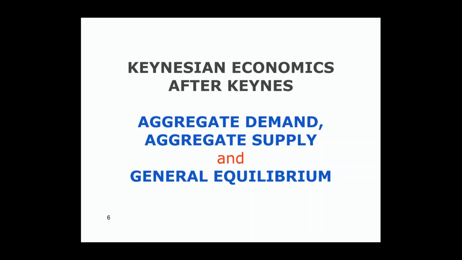In this video, we're going to talk about Keynesian economics after Keynes. The basic model that we have in macroeconomics is known as the aggregate demand and aggregate supply model, or sometimes called the general equilibrium model. And this comes directly from Keynes.